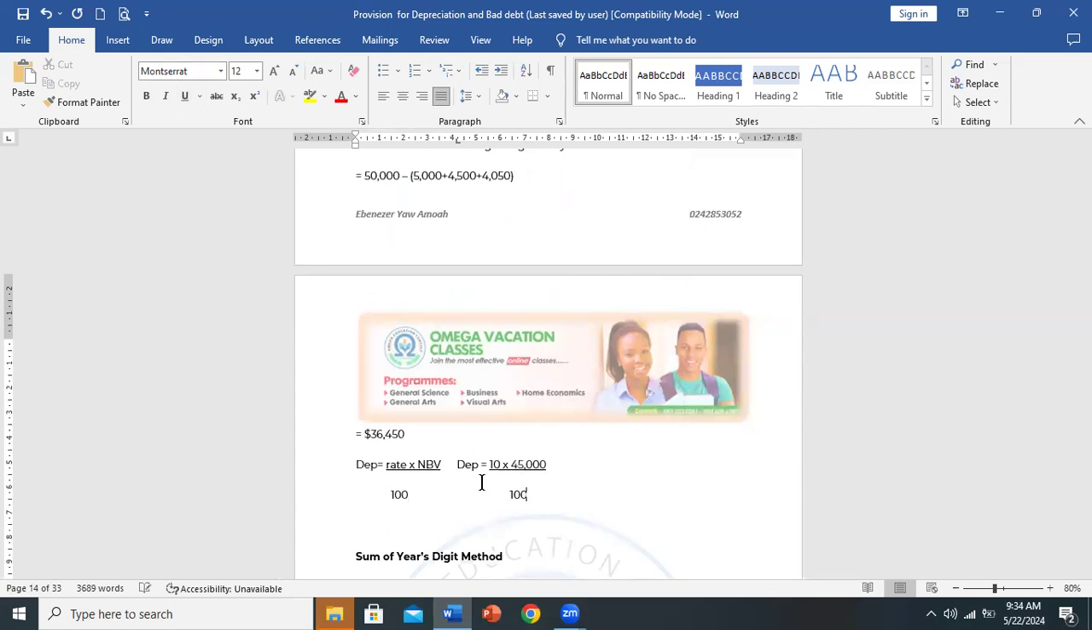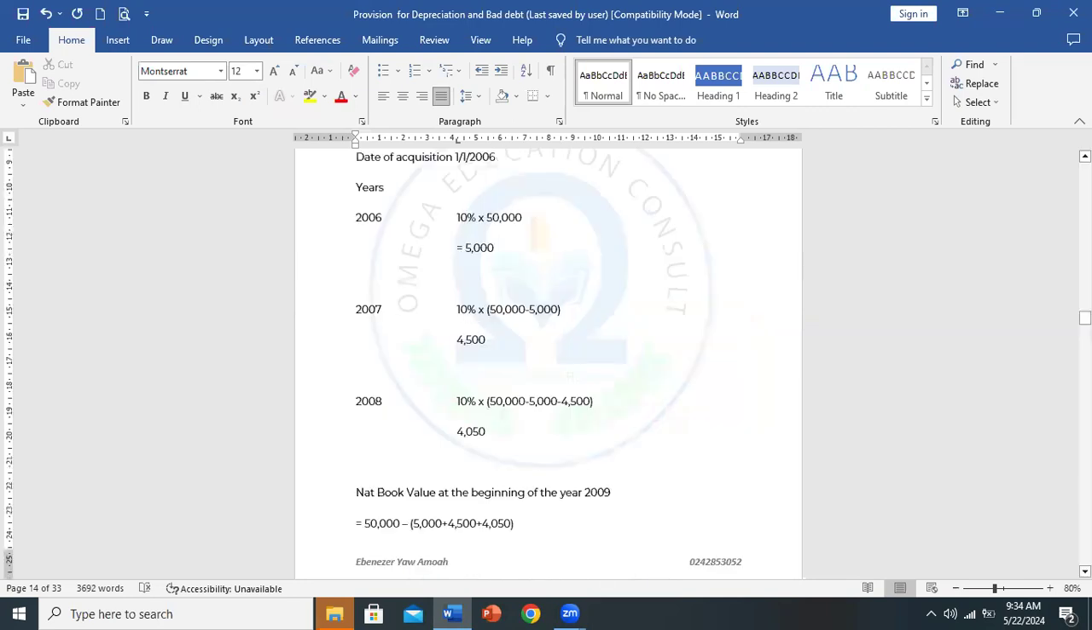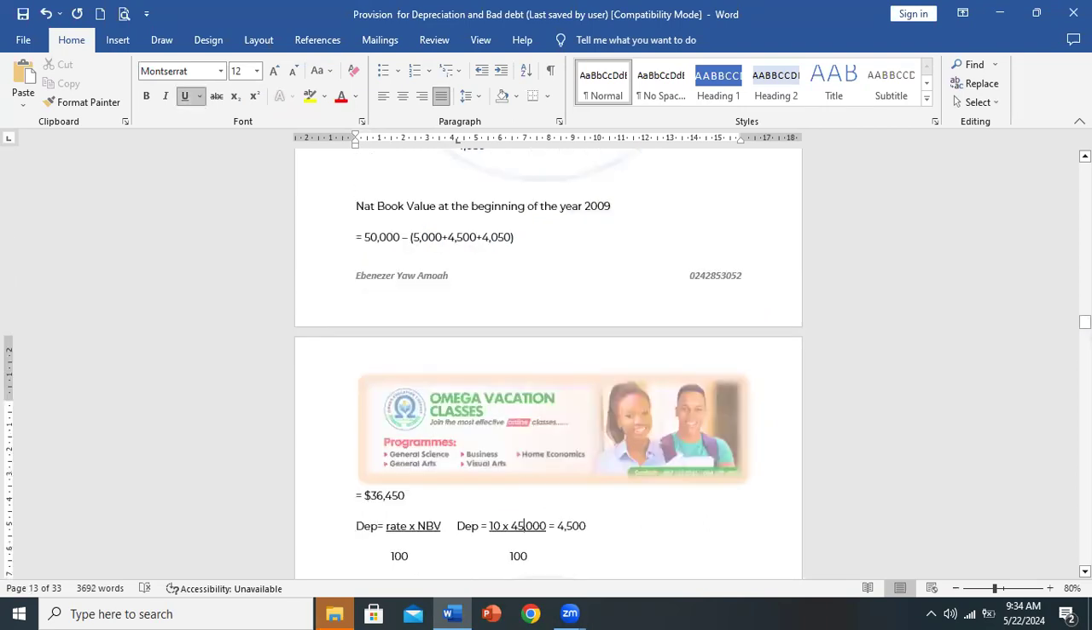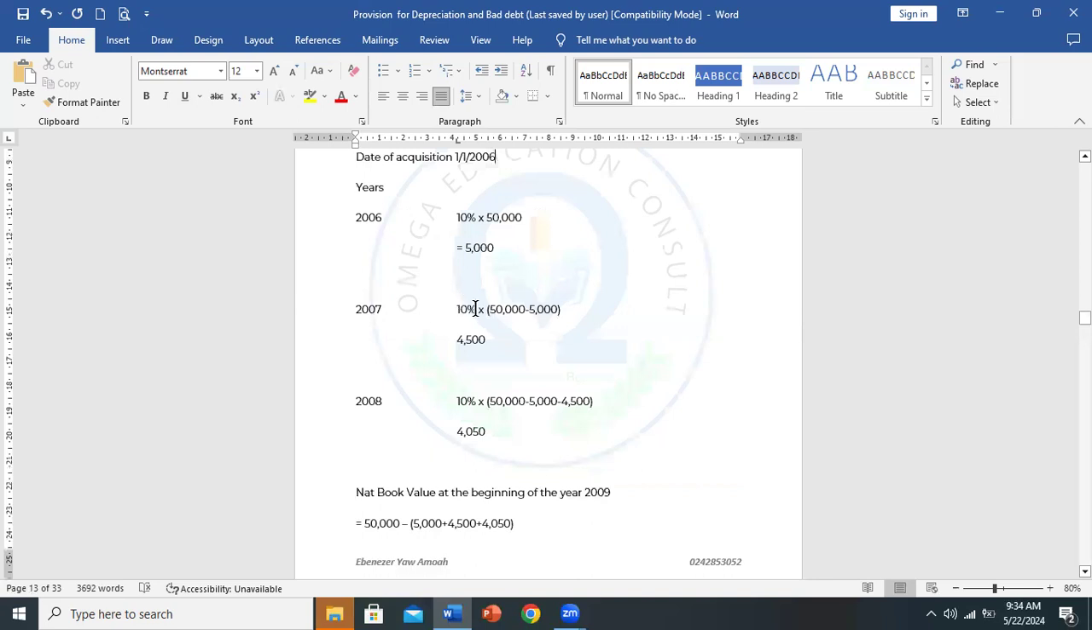If we had done it this way, then we'd have 10 times 45,000, which would be 450,000 divided by 100. And I want to believe we would get 4,500, right? So it's the same thing. Like we did here, we just multiply the rate 10%, and 10% is the same as 10 divided by 100.